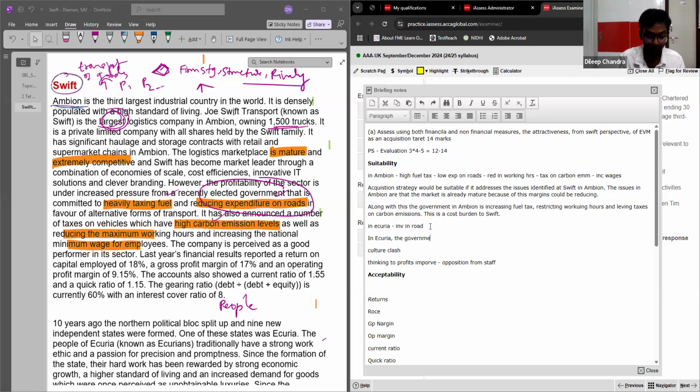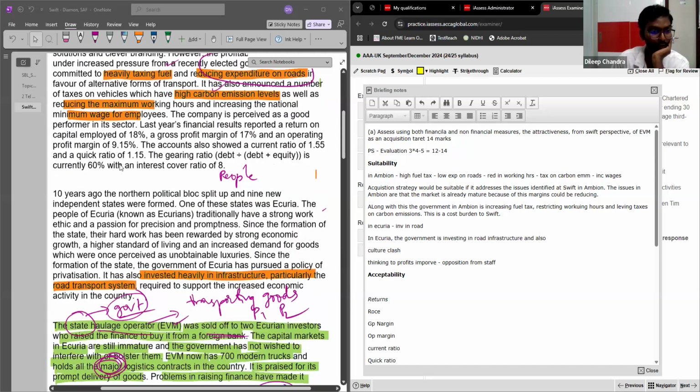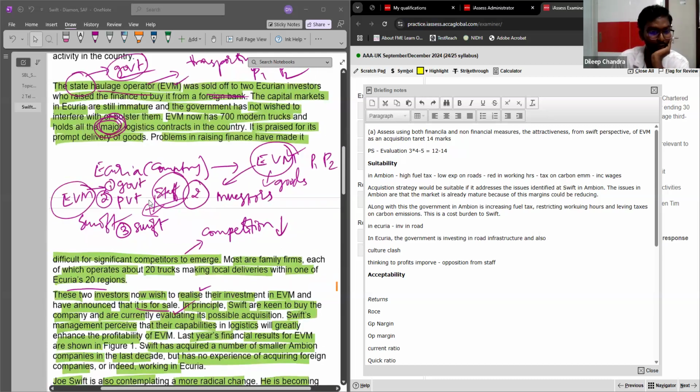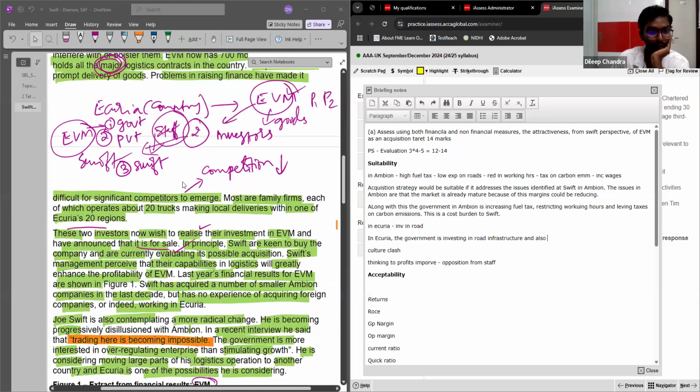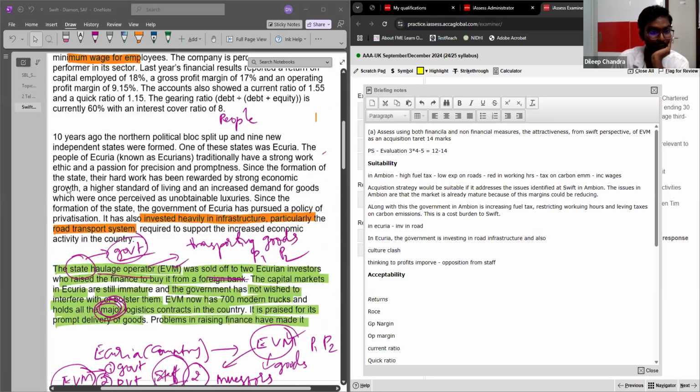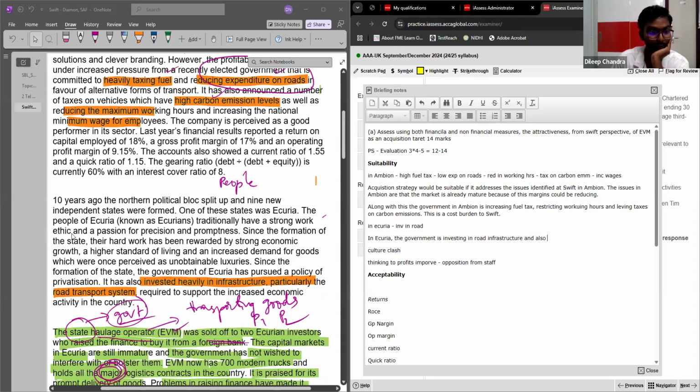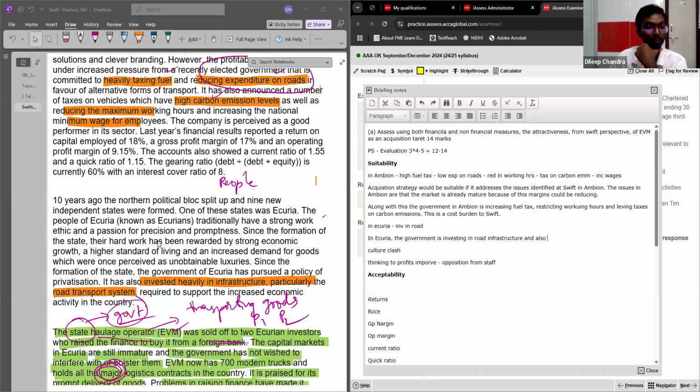the government is investing in road infrastructure. And also, what about the competition over there? Is it mature or not? I think it is not mature over there, the competition. Investors 10 years ago, northern Poland, Sweden, the people of Ukraine, traditional strong ethic, right? Since the formation of hard work, strong economic growth, and higher standard of living and increased goods for, okay.